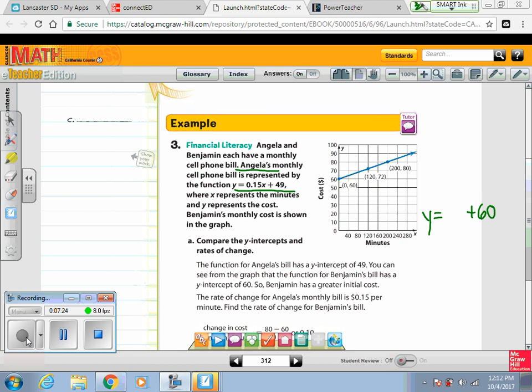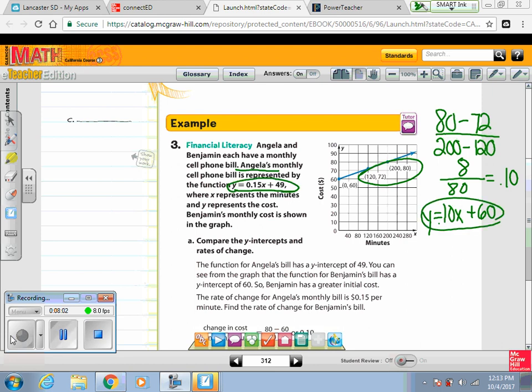So if we figure that out with these 2 points, we do the y's over the x's, the change, and we get 12 over 8 over 80, which is 10 cents a minute. Okay? So this guy is 10 cents per minute.